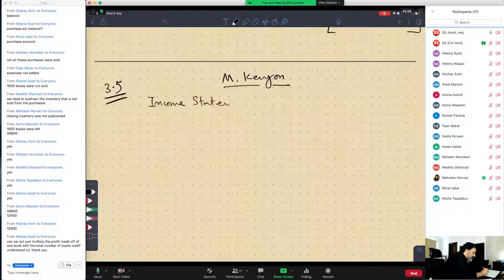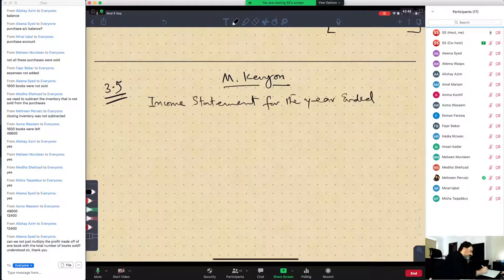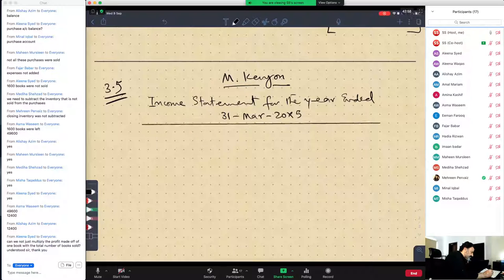The financial statement which is responsible for calculating profits. We had the introduction to the income statement in our first lecture, but we did not know how to make one. So now we are learning how to start making an income statement. Income statement for the year ended 31st March 20x5, and we will have two columns just like the balance sheet.